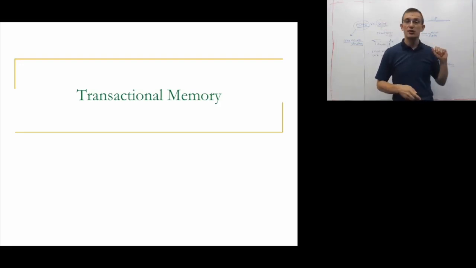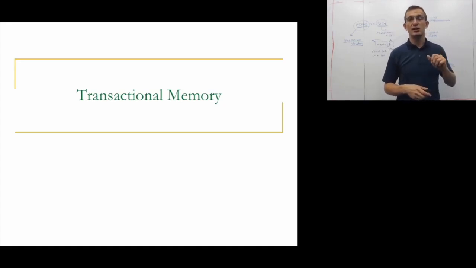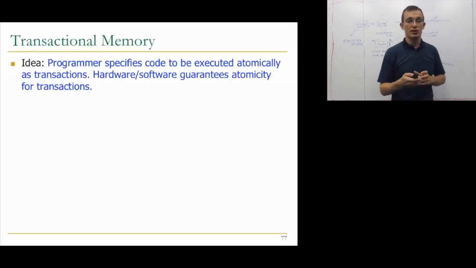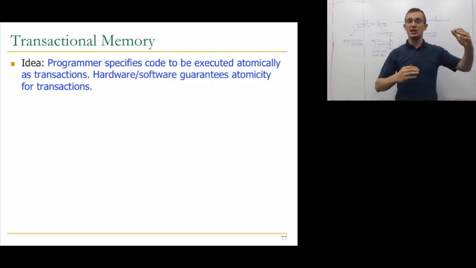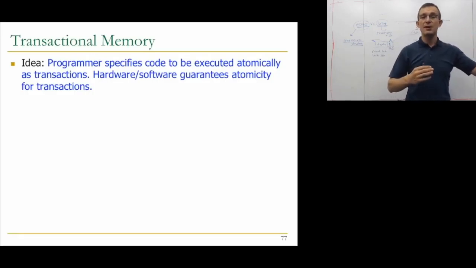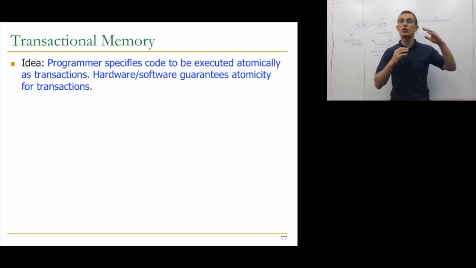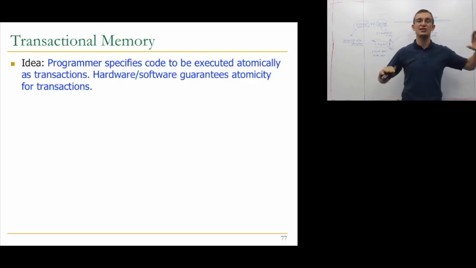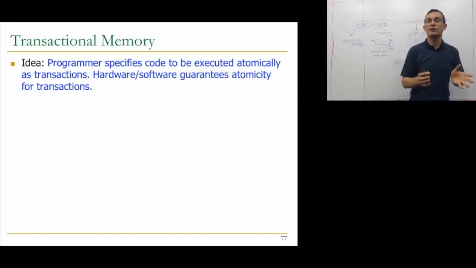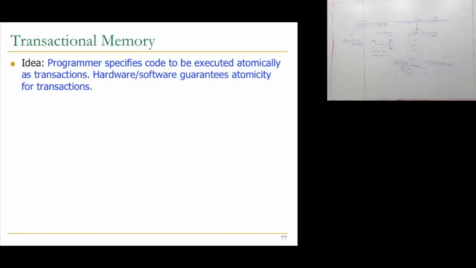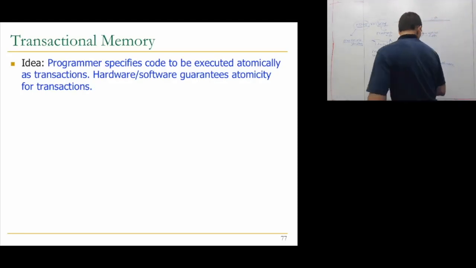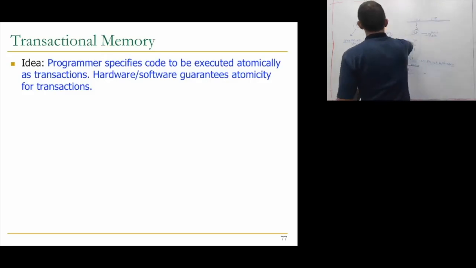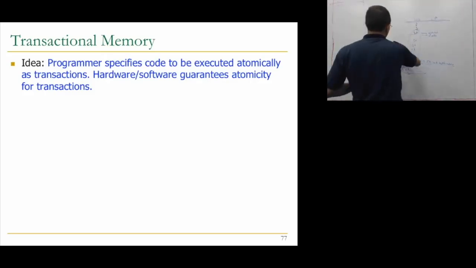But I'd be happy to take any questions related to this and give you potential pointers in terms of potential research topics. But the basic idea is, remember, we want to keep atomic execution of critical sections. And the basic idea here is the programmer specifies what code should be executed atomically as transactions, and hardware and software guarantee atomicity for these transactions. Which means that the programmer doesn't need to deal with locks anymore, right? All they need to do is delineate the transactions, or what code needs to be executed atomically.